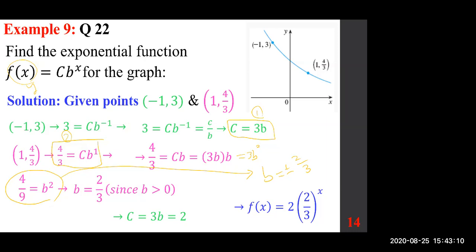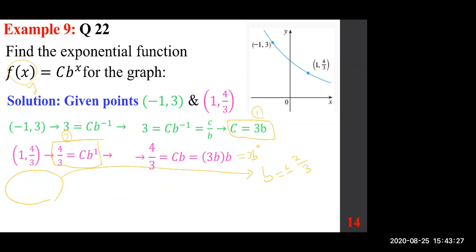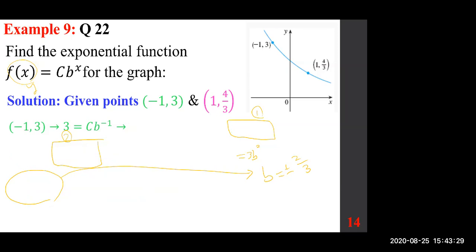Professor, a quick question. How did you get c is equal to 3b again? Okay, let's go back to make sure everybody is following that. You're talking about this step? Yeah, right there, c equals 3b. Yes, right here.